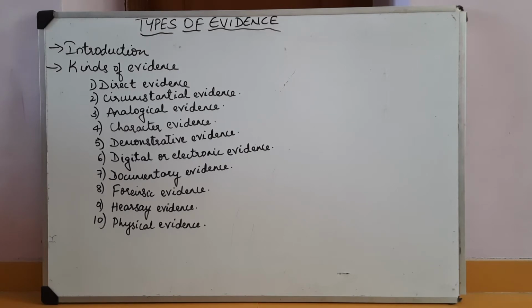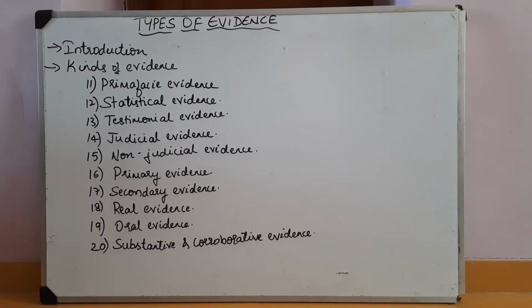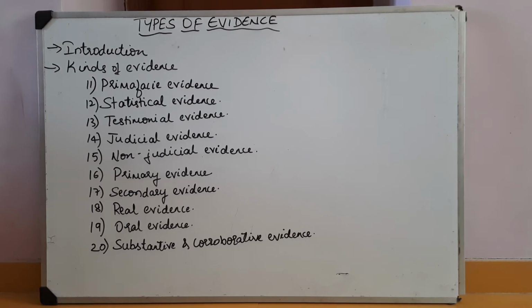First one, direct evidence. Second, circumstantial evidence, analogical evidence, character evidence, demonstrative evidence, digital or electronic evidence, documentary evidence, forensic evidence, hearsay evidence, physical evidence. 11th, prima facie evidence, statistical evidence, testimonial evidence, judicial evidence, non-judicial evidence, primary evidence, secondary evidence, real evidence, oral evidence, and substantive and corroborative evidence. Let me explain one by one in detail.